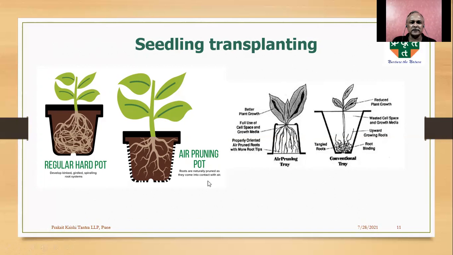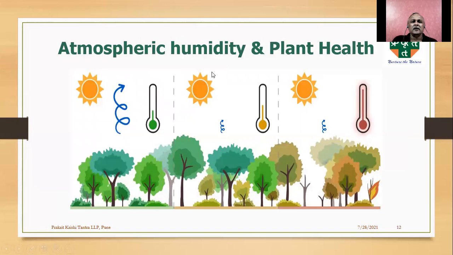And you think that the plant is not growing healthy. What is the reason? The reason is actually in the root system. Atmospheric humidity and temperature have a lot of influence on the health of the plant. Here you can see sunlight is there and humidity is also good. The temperature is not very high, and all the plants, whether small plants or big trees, are growing properly. You can see all colorful.